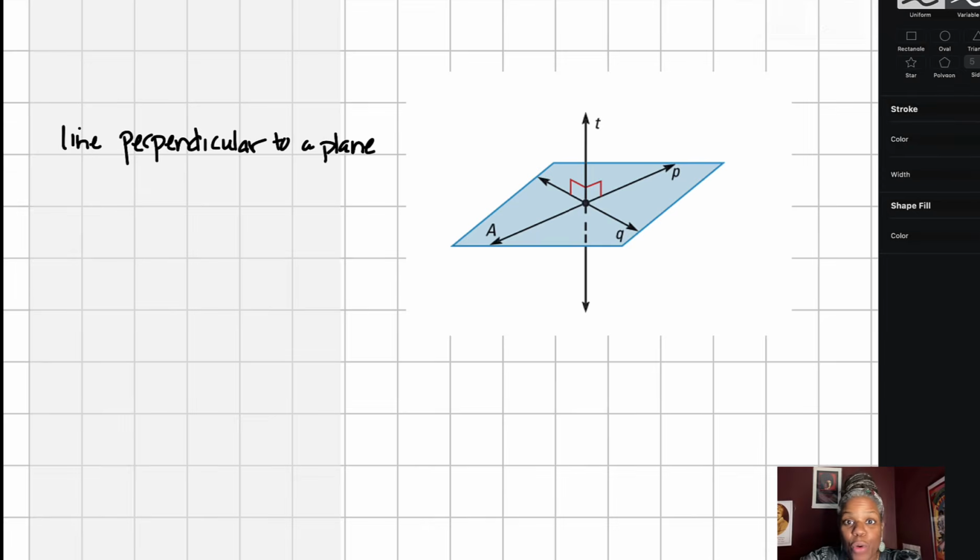So here's our final vocabulary word before we get into our examples. A line perpendicular to a plane. Here we have line T, and it is perpendicular to plane A. What does that mean? What it means literally is that line T is going to go through the plane such that any line in the plane that crosses through or intersects T, any line in that plane will also be perpendicular to line T. So in this case, we could say that this line is perpendicular to the plane.